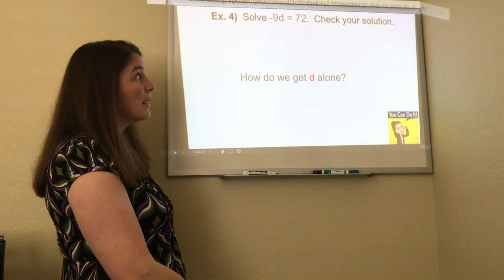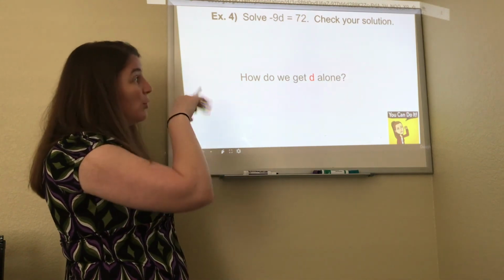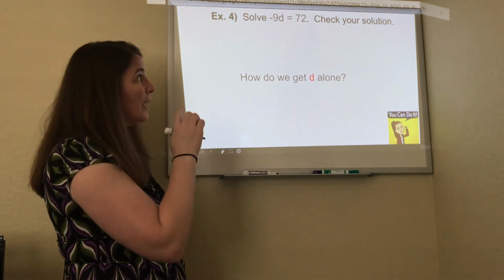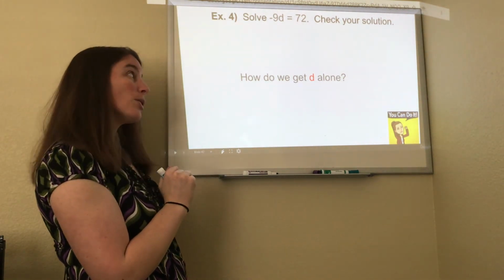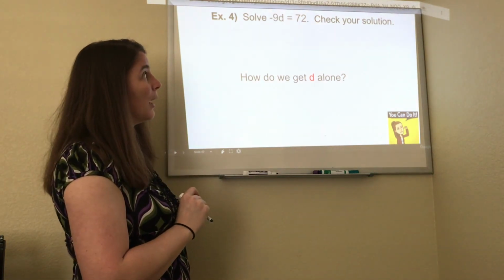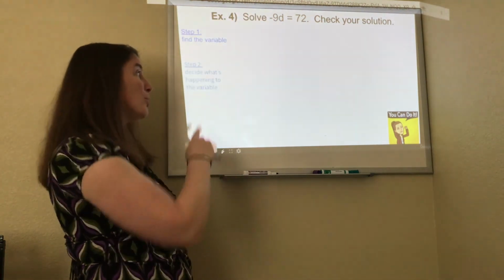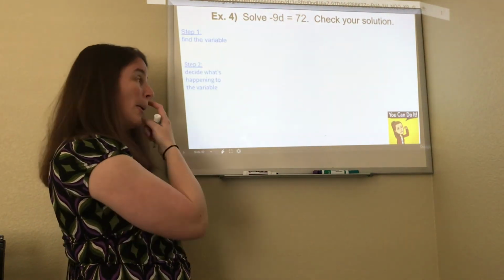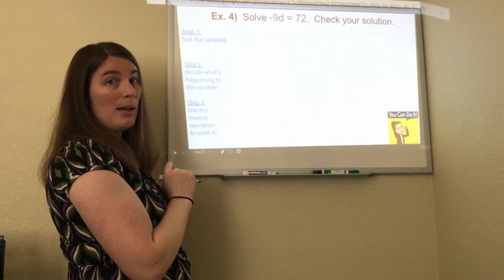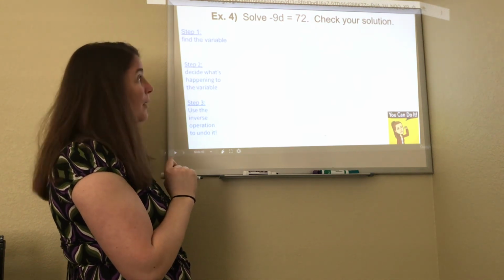Okay, so this is example 4, and this time I want you to try it. So I think you guys can do this one. So negative 9d equals 72, and then I want you to check your solution. So how do we get d alone? Okay, what's happening to the variable? And then I want you to undo it, and then use the inverse operation to do that. So go ahead and try this on your own. It will be in your practice problems.